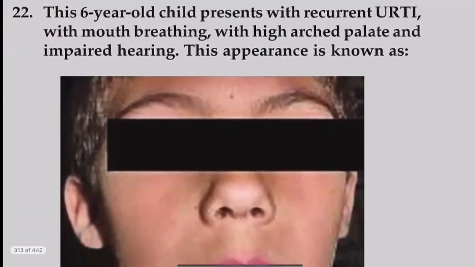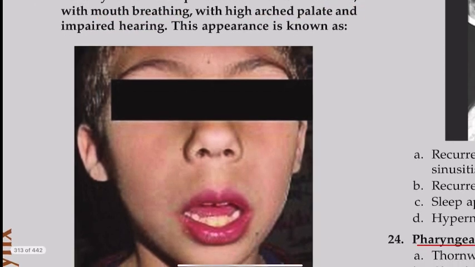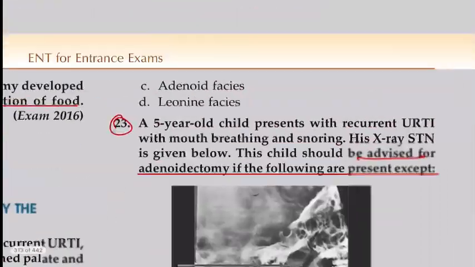A 6-year-old child presents with recurrent URTI, mouth breathing, high arched palate and impaired hearing. The appearance is known as adenoid facies, right. That is our adenoid facies.